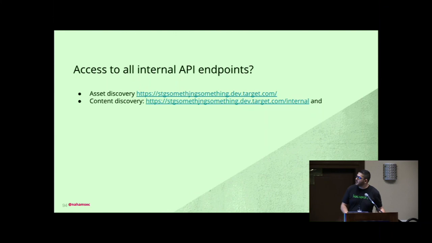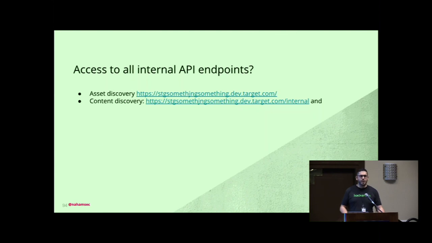This is probably my most favorite bug. So this is the whole package. How do you do all these things that I've been going really fast about? How do you put them all together? So I find this asset, something.dev.target.com. I find an endpoint that's internal. My interest was piqued. I couldn't find a lot of documentation online. Obviously, this is supposed to be for their company.